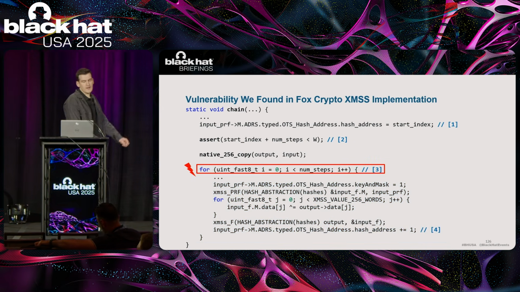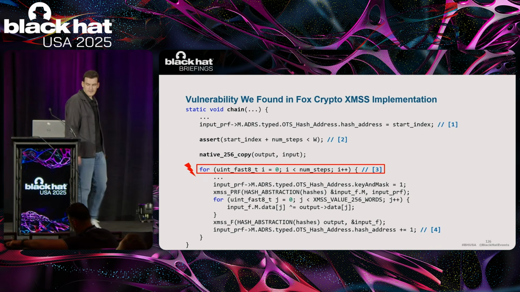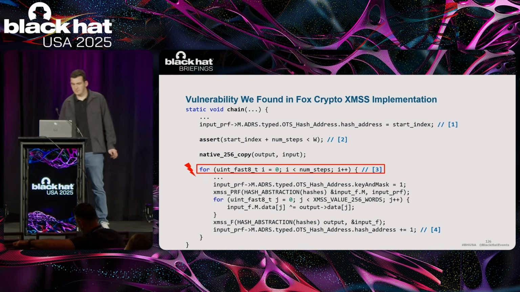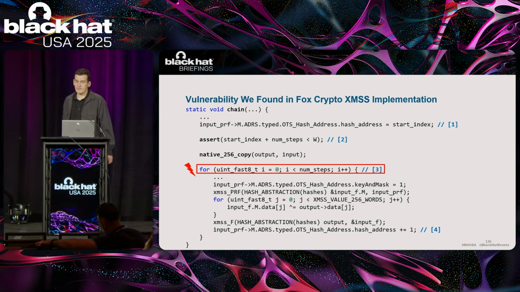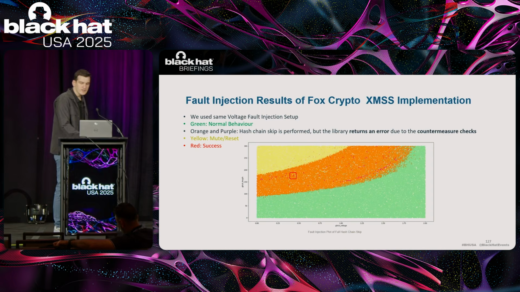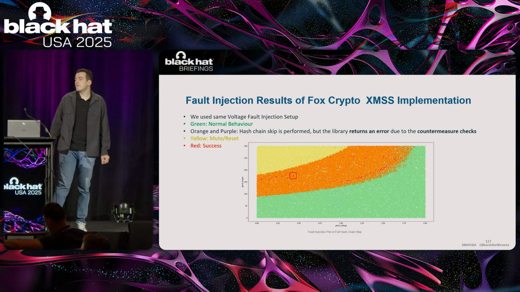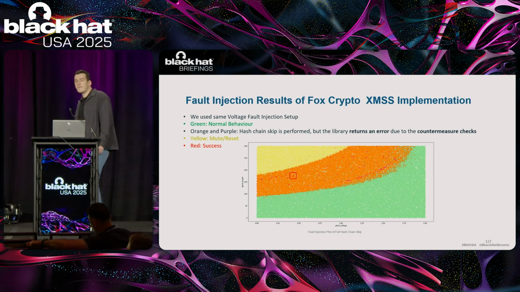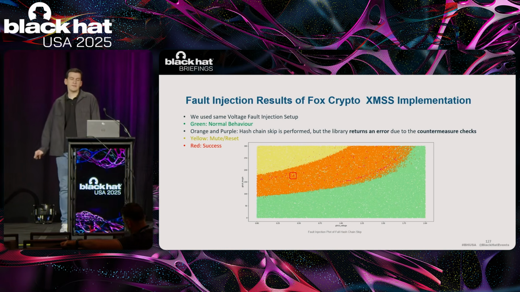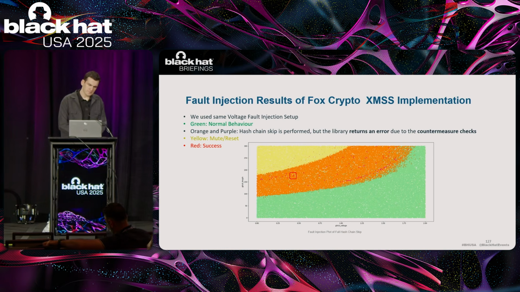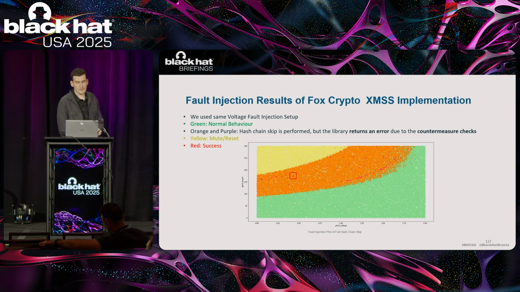Here, we are going to attack this for loop with a full hash chain skip, and we are going to skip this for loop completely with fault injection. And as you can see here, we also successfully bypassed their XMSS implementation using voltage fault injection.